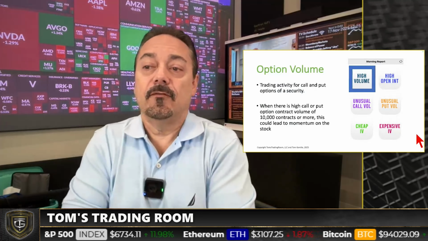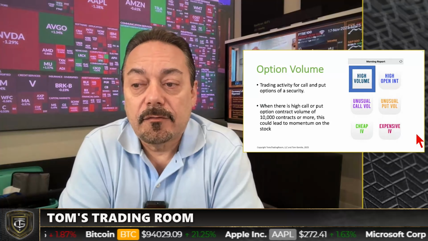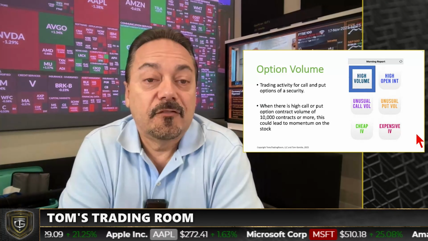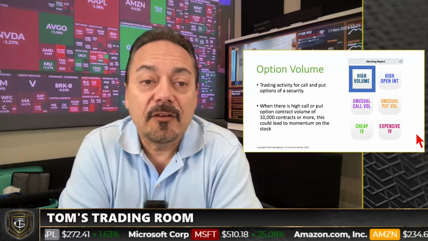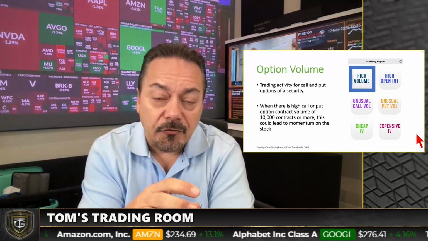reports I look at. Number 1, I look at option volume, and I'm looking for high volume. So I want to look at trading activity on calls and puts of any security or ETF. When I see high call or put option volume of 10,000 contracts or more, this could lead to momentum on the stock, right? So I'm looking at calls and puts, top name stocks, looking for 10,000 contracts or more.